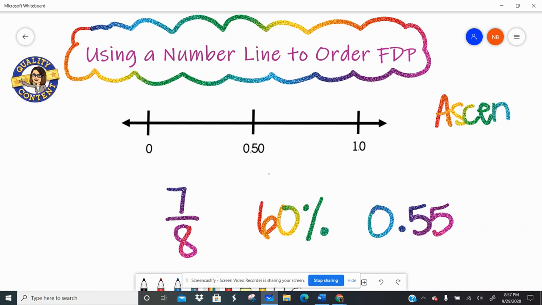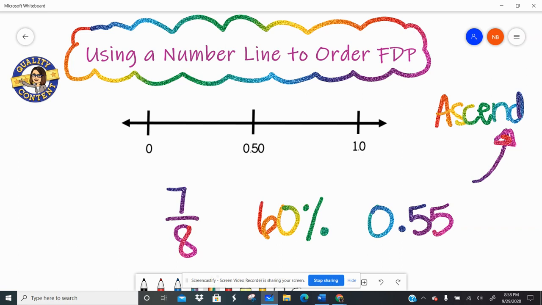So remember, when we ascend, we're going up, right? So that's least to greatest. Well, I'm going to use my number line to kind of estimate where I think the numbers should really fall and to see if that will help me without having to do all of the long division and the conversions and things like that, right? So let's look at our three numbers and see if we can analyze where we think they would go.